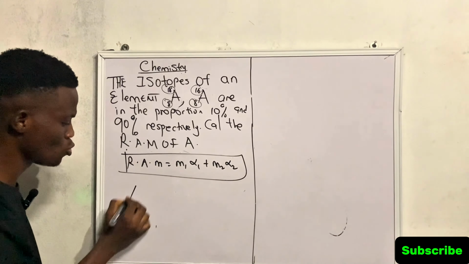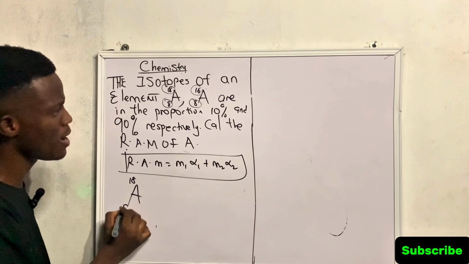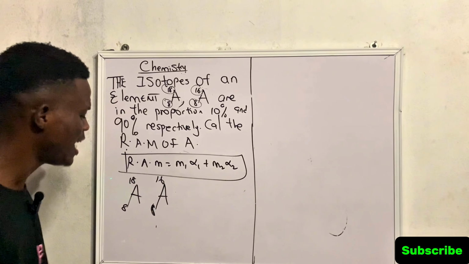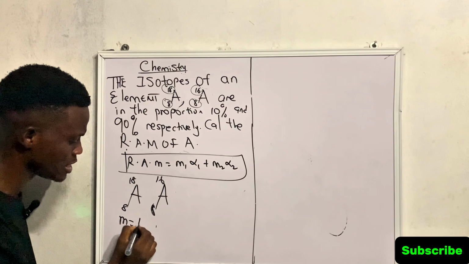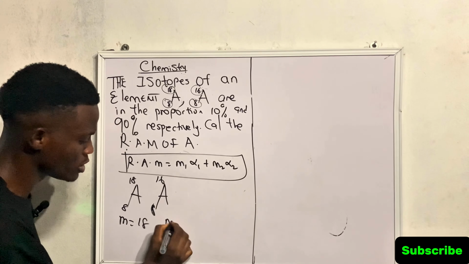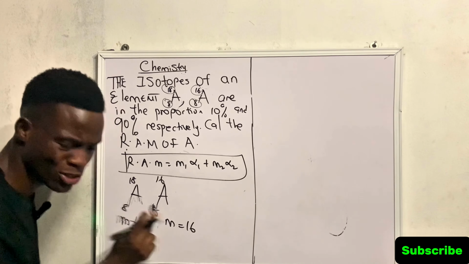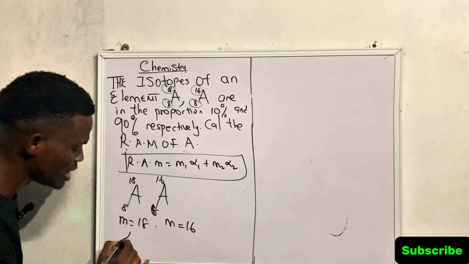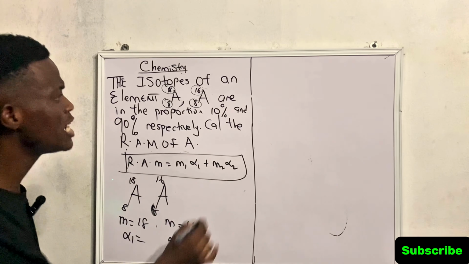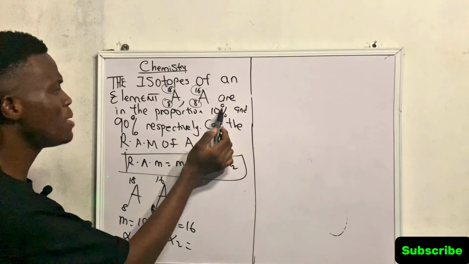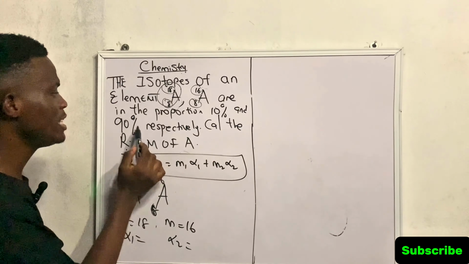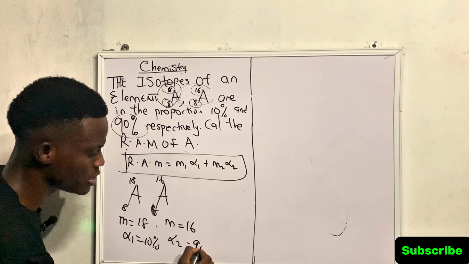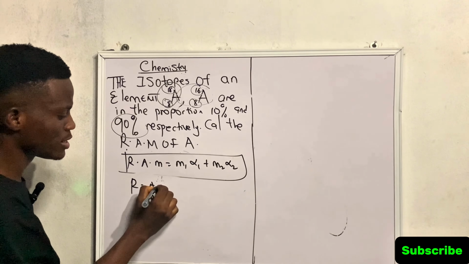We are given two isotopes. We have 18 as the mass number for the first one, and 16 as the mass number for the second. So the mass here is 18, and the mass here is 16. We don't need the atomic number at all because we are just dealing with mass number here. Now, what is the abundance? The abundance is in the proportion of 10%. That means 10% is for this one, and the remaining 90% is for this one. So relative atomic mass is equal to what?